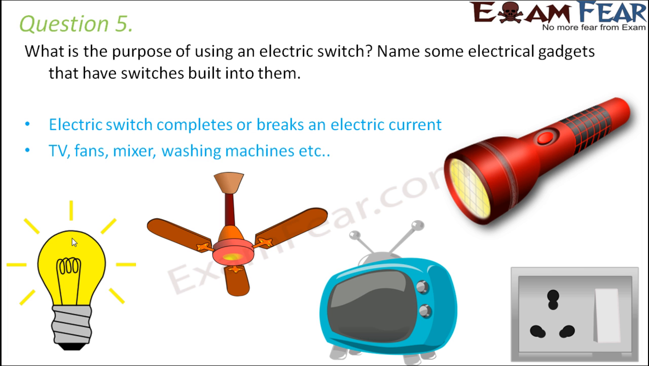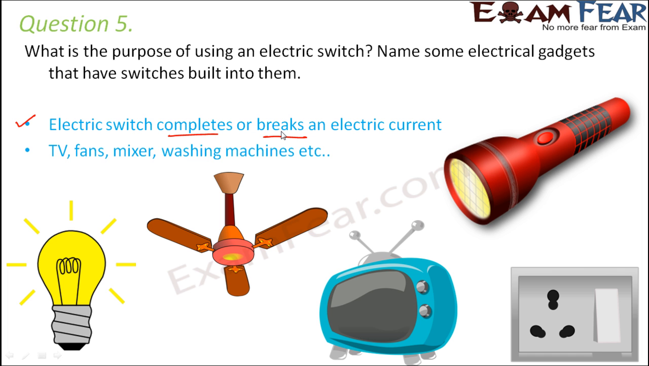Question number 5. What is the purpose of using an electric switch? Name some electrical gadgets that have switches built into them. So switches are primarily used to complete or break the circuit. So when it completes the circuit, then current flows through the circuit. When it breaks the circuit, then current stops flowing through the circuit.